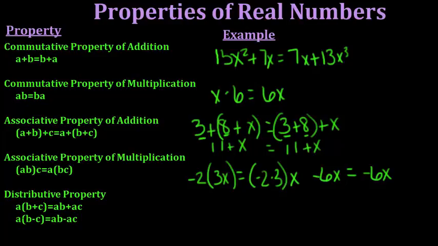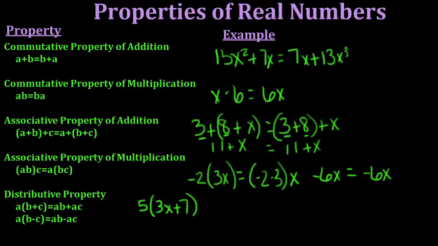The last one is the distributive property. This is saying A times B plus C is equal to AB plus AC. Let's use the example 5 with 3x plus 7 in parentheses.